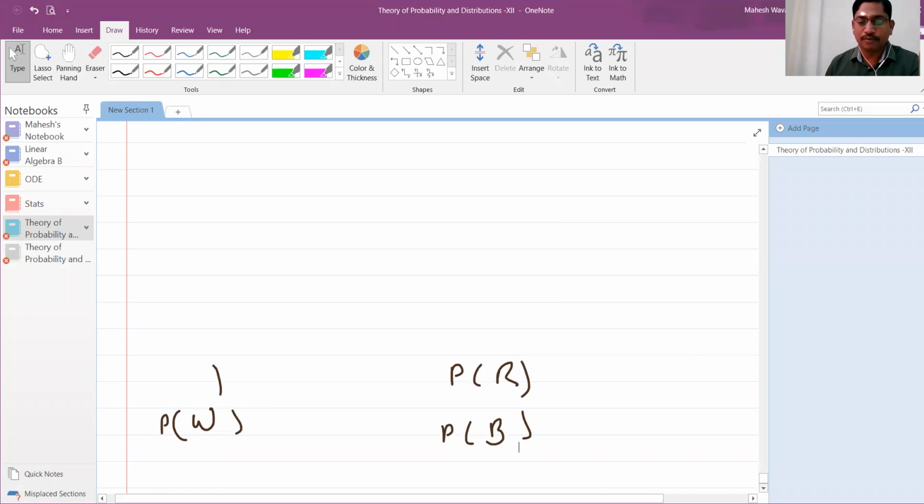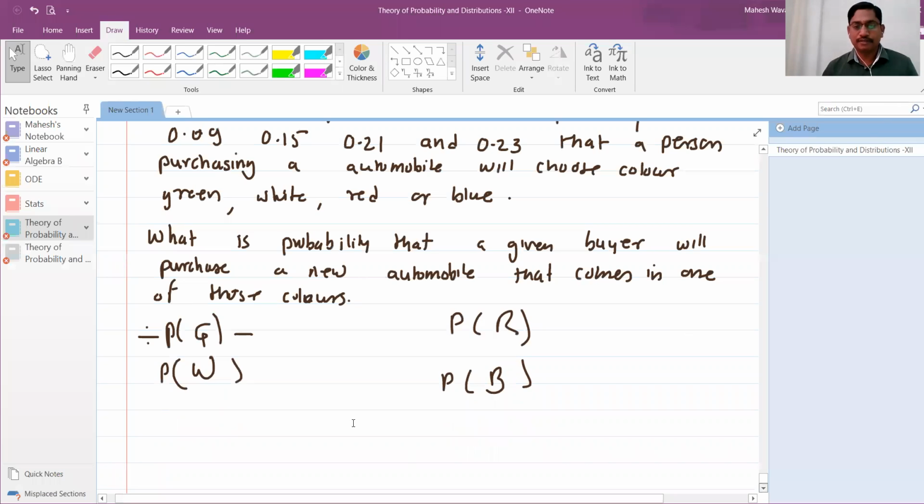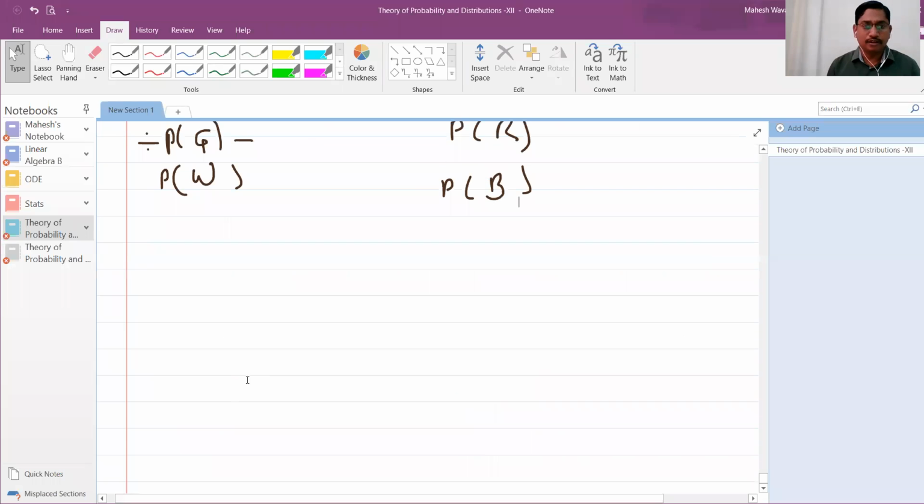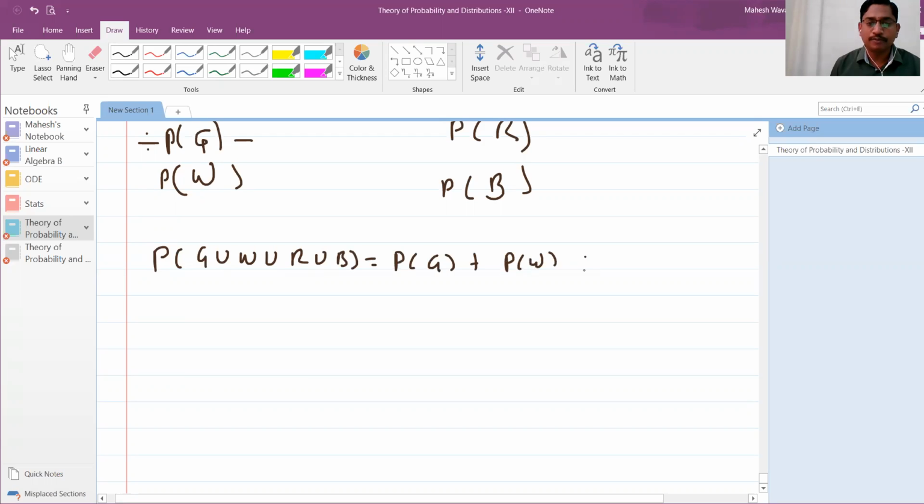You are calculating the probability of the union of all these events. Your required answer is: since these four events are mutually exclusive, you directly write probability of G union W union R union B. These are mutually exclusive, so you can write probability of G plus probability of R plus probability of the last one, blue. And these numbers have been written.